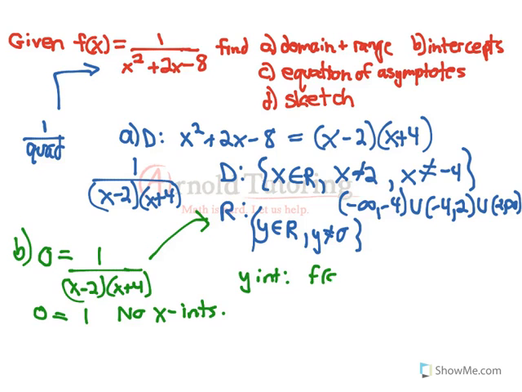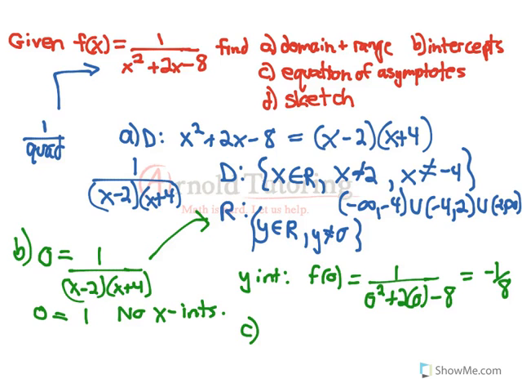So it's f of 0 equals 1 over, I'll go from the original this time, 0 squared plus 2 times 0 minus 8, and that just equals negative 1 over 8. So the y-intercept is negative 1 over 8. Part C, equations of asymptotes. I'll do this in red.